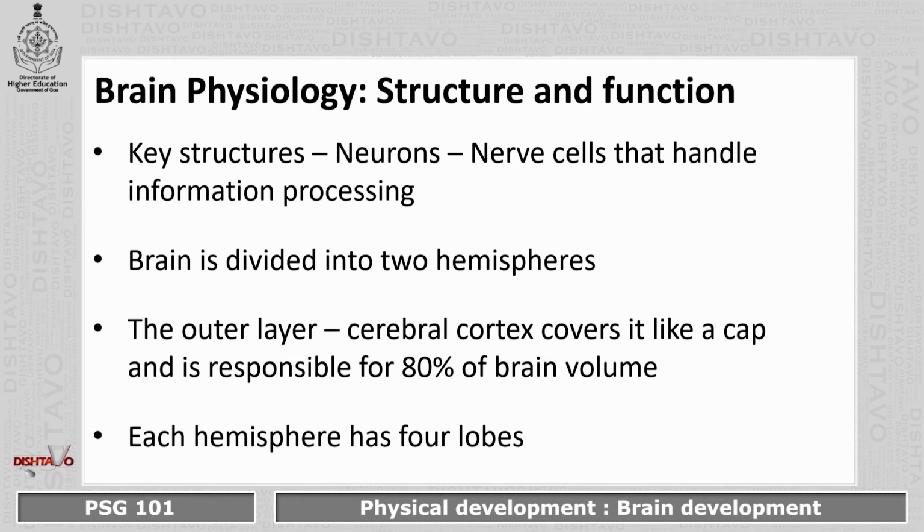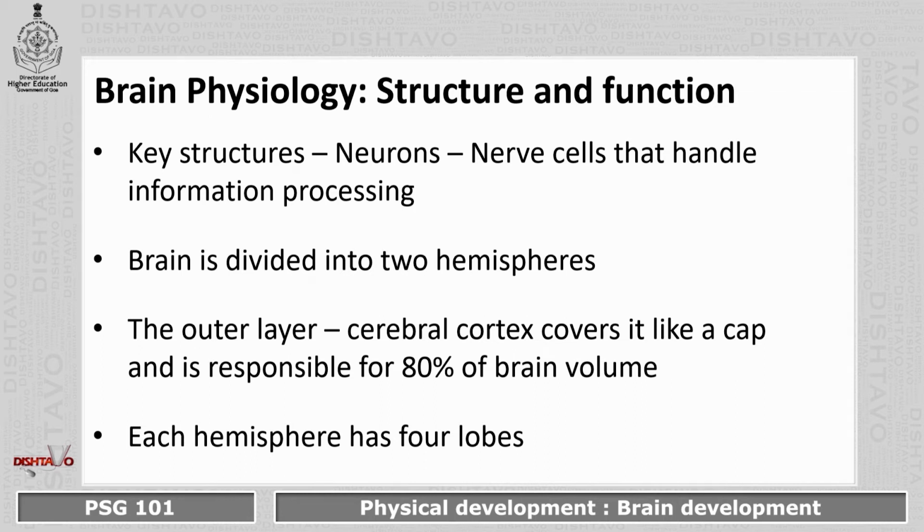Now, let's look at brain physiology. The brain includes a number of major structures. The key components of these structures are neurons. Now, these are nerve cells that handle information processing. The brain has 2 halves or hemispheres.